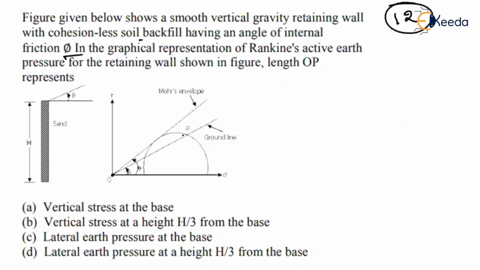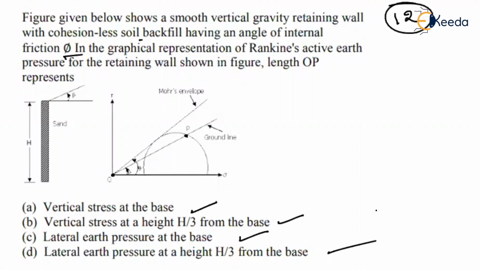That means from here to here, what does it represent? Is it a vertical stress at the base, a vertical stress at a height h by 3 from the base, lateral earth pressure at the base, or lateral earth pressure at height h by 3 from the base?